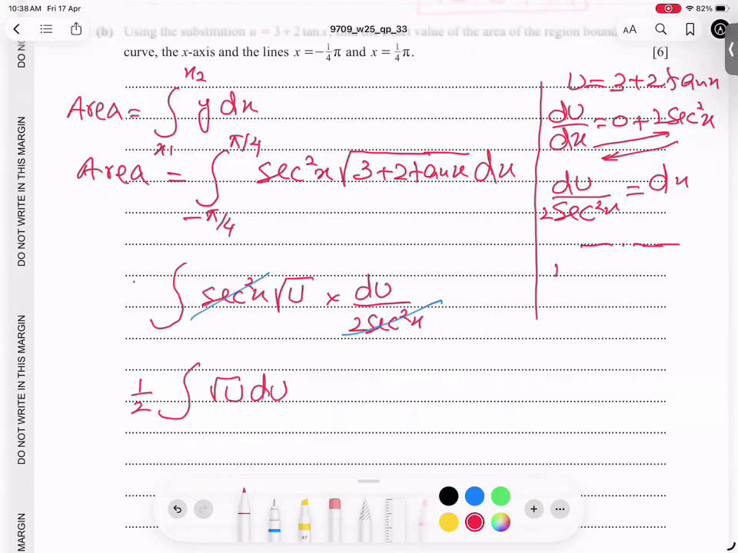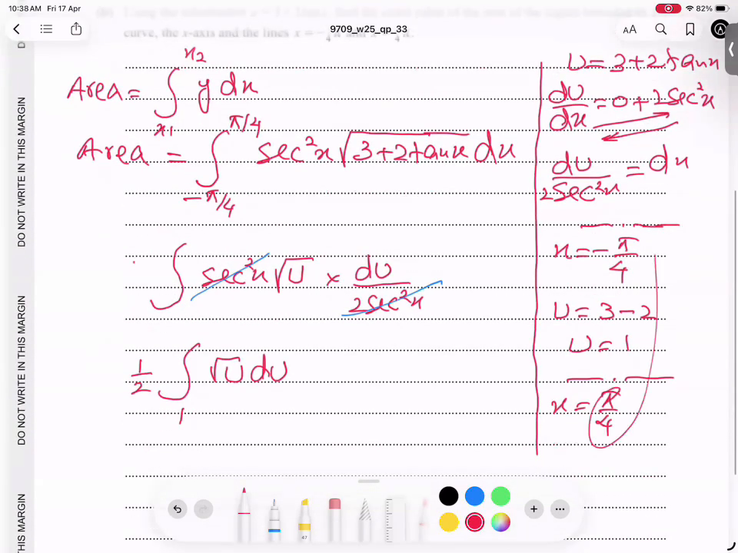Limits: when x is negative pi by 4, I'm going to replace it here. When I replace there, I'm getting negative 1, so it means this u becomes 1. So lower limit is 1. And when I replace the other value, when x is positive pi by 4, I'm going to replace there. So we're getting u equal to 3 plus 2, so we got 5. So upper limit and lower limit are confirmed. I hope this concept is clear.